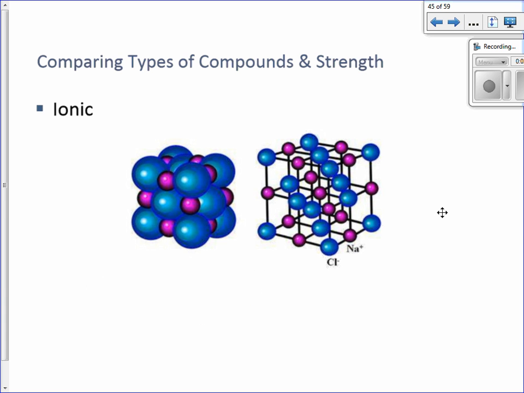Ionic, you're looking at your typical lattice structure here, crystalline, positive, negative, and it's very strong Coulomb attraction there between the positives and negatives, okay?